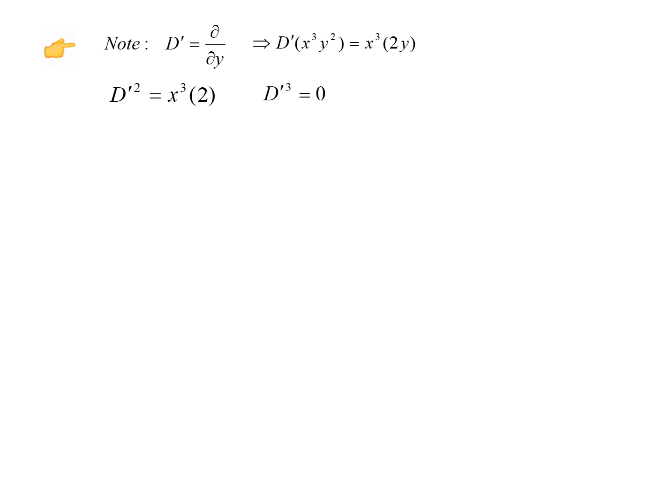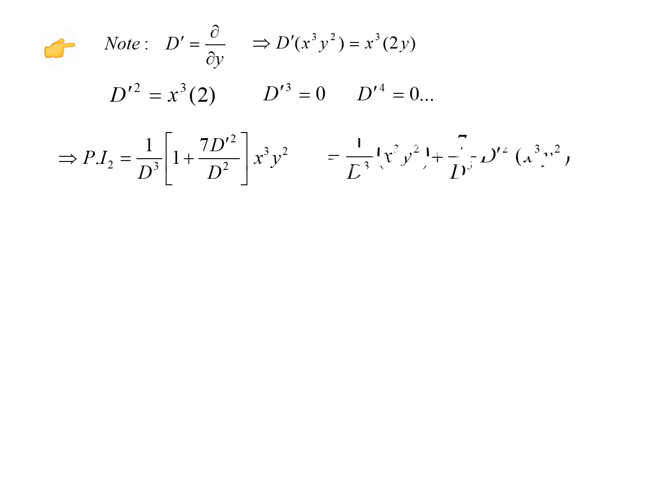Now what is d dash cube? Again differentiating with respect to y. But with respect to y, when you differentiate now, since that 2x cube is going to be a constant, we have 0. Since d dash cube is 0, d dash power 4 also will be 0, and after this everything will be 0, etc. So what do you observe? We have value for powers of d dash only till d dash square. So we shall stop that infinite series only till d dash square term. After d dash square, d dash cube, d dash power 4, everything will become 0. So only these terms we have.